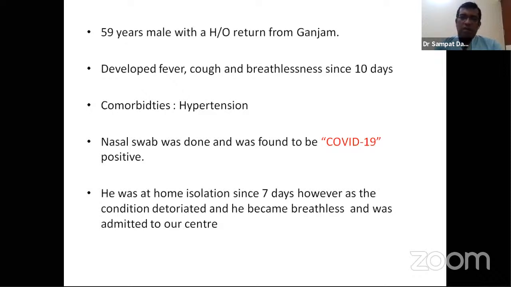However, on day 7 of the home isolation, he started to feel a bit breathless, and he was not able to move around his room. Hence, the patient was decided to be admitted to a COVID hospital and was referred to our hospital.